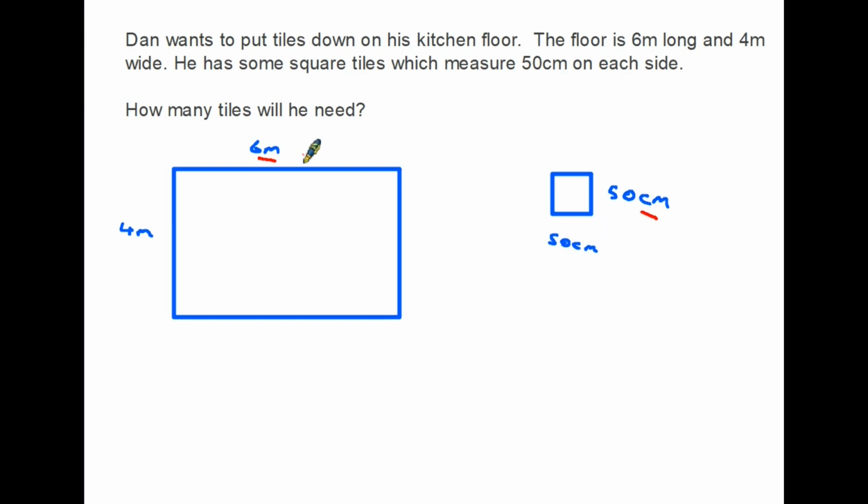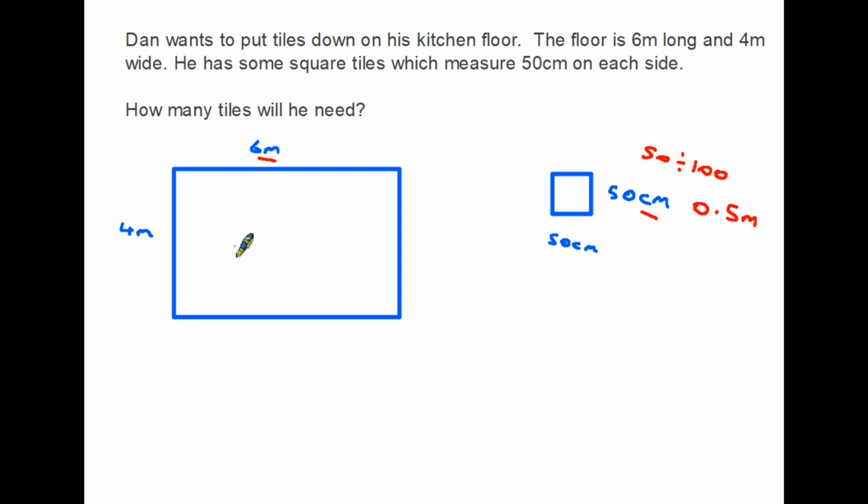It doesn't matter which way you do it. You can either convert the meters or convert the centimeters. The sum will work out the same. I'm going to convert the centimeters into meters. So what I need to do is 50 divided by 100. And with that, we get 0.5 meters. 50 centimeters is a half of a meter.